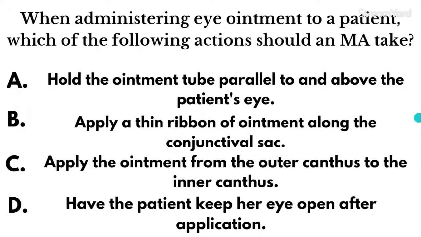Okay. So when administering eye ointment to a patient, which of the following actions should the medical assistant take? A, hold the ointment tube parallel to and above the patient's eye. B, apply a thin ribbon of ointment along the conjunctival sac. C, apply the ointment from the outer canthus to the inner canthus. Or D, have the patient keep her eye open after application. You're administering eye ointment to a patient.